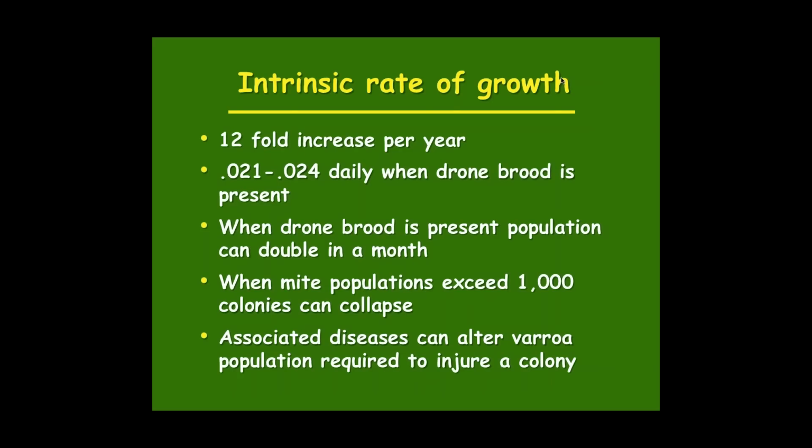The intrinsic growth rates, you can have up to a 12-fold increase per year, which would be 0.02 increase daily when drone brood is present. And when drone brood is present, the Varroa population in a hive can double in 1 month. And when the Varroa population in a hive exceeds 1,000 mites, colonies can collapse. This is using models developed by Stephen Martin in England, but they apply as well for here. And associated diseases can alter Varroa populations required to injure a colony.